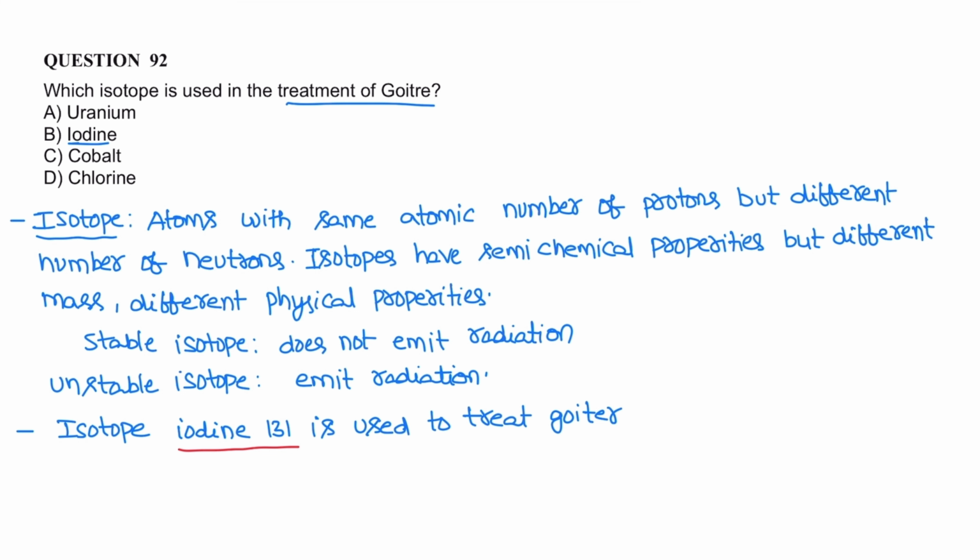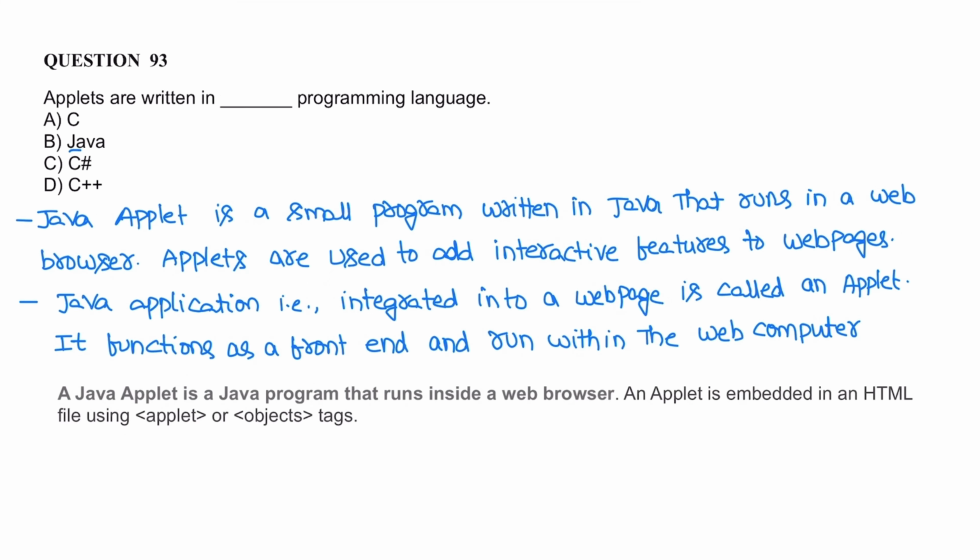Next question. Applets are written in which programming language? First of all, an applet is a small program written in Java that runs on a web browser. These applets are used to add interactive features to web pages. A Java application that is integrated into a web page is called an applet. So these applets are written in the Java programming language. An applet is embedded into an HTML file using applet or object tags.